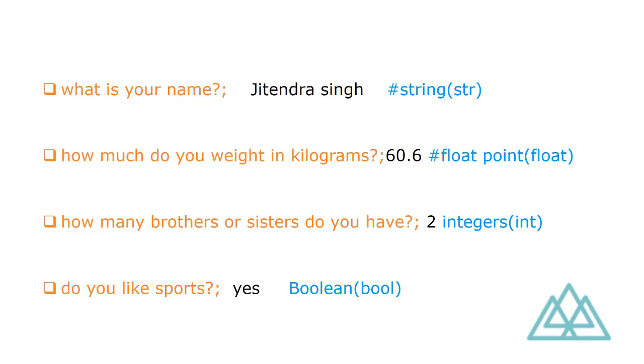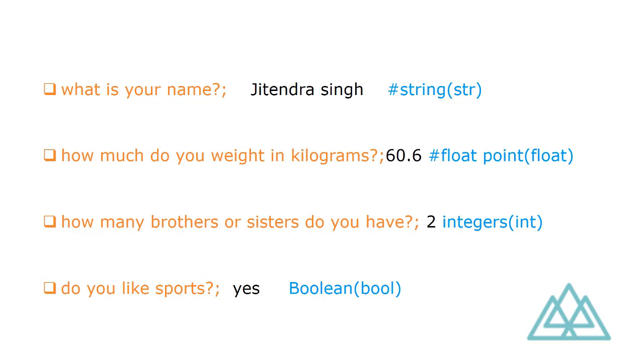For brothers and sisters, you may say any number like 2 brothers, 3 sisters, 1 brother, 1 sister, any whole numbers, not something like 1 by 4 or 5 by 2 brothers or 1 by 5 sisters. And yes or no for the last question. But in Python, in place of yes or no, Python uses true or false. So these are different types of variables available in Python.